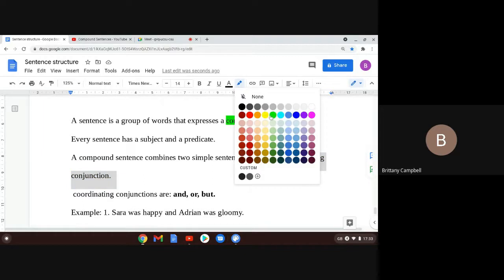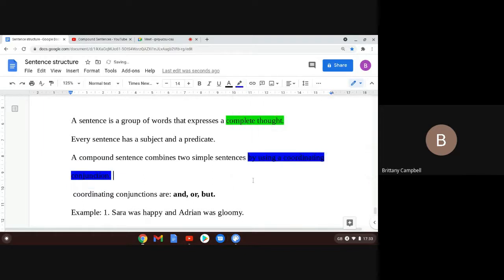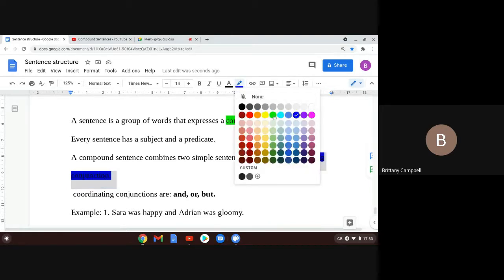Let me put it in maybe blue. That is too dark, no problem. Let me change it to something lighter.